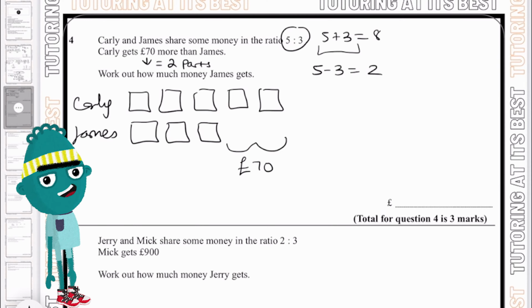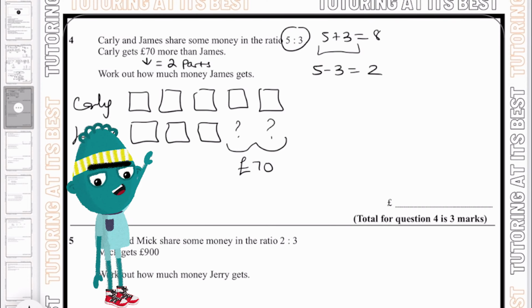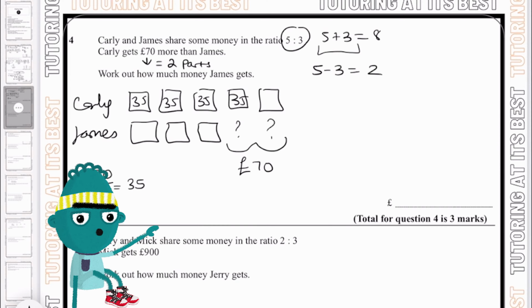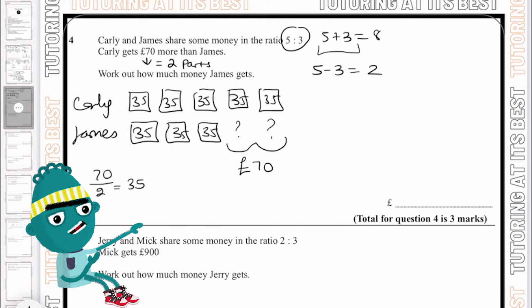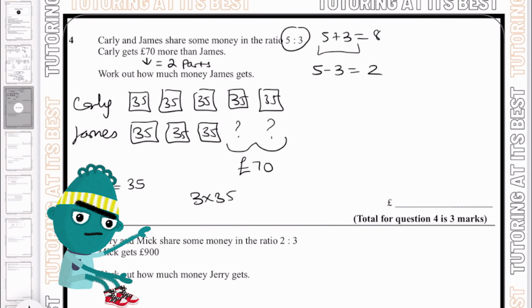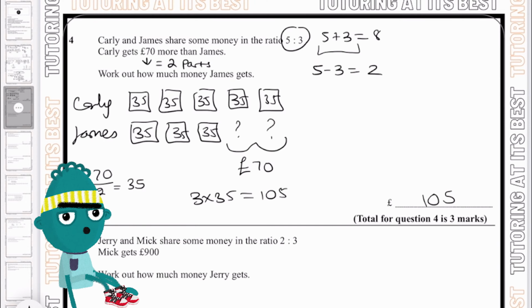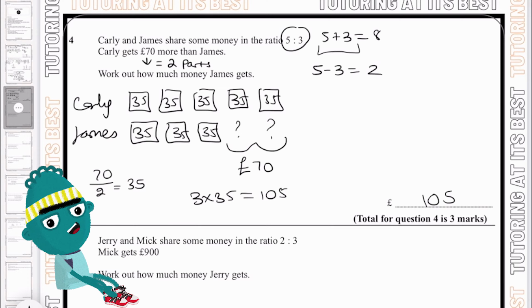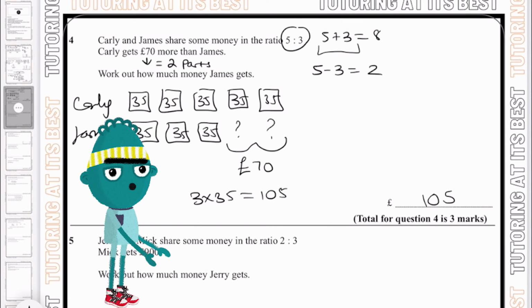So if that's the case, let's work out what 1 costs. So we'll have 70 divided by 2, which is 35. So that means each part here is worth £35. So now if we need to work out how much money James gets, all we need to do is multiply 3 by 35, which gives us £105, and that is what James would get. So once again, if a question is proving to be a little bit challenging, go ahead and draw it out. That way, you'll get a better understanding of what they're asking you to do.